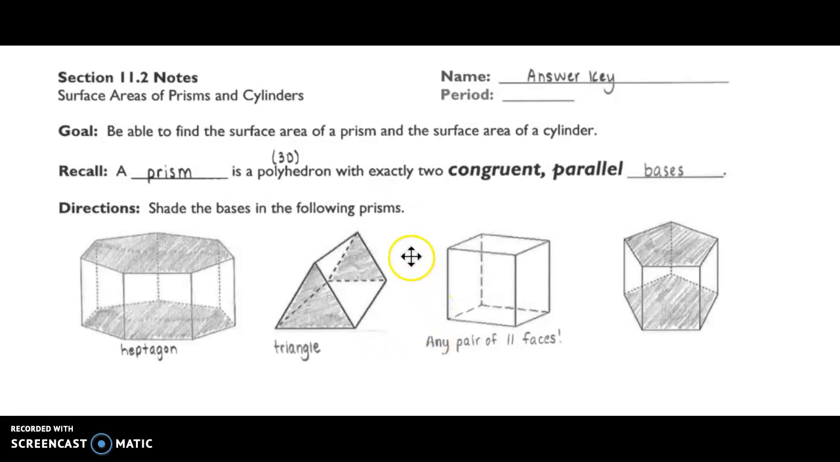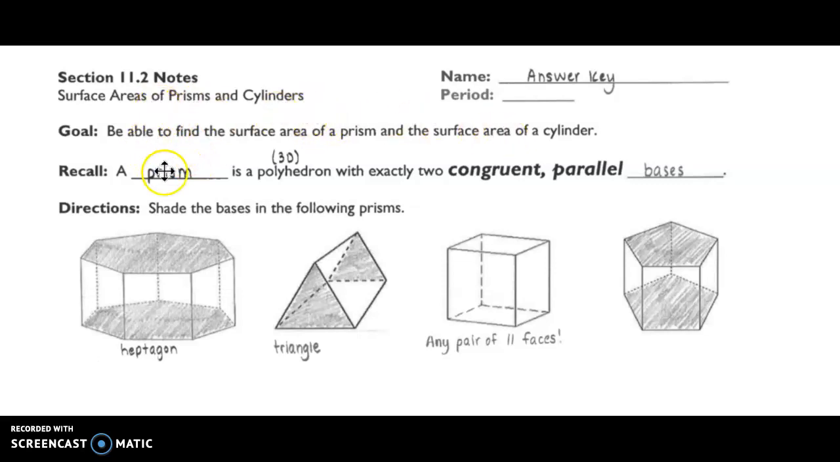All right, here we go for 11.2 and 11.3. There's two parts for 11.2. We're going to start looking at 3D objects. All right, we're going to start off with prisms and cylinders and surface areas of those.